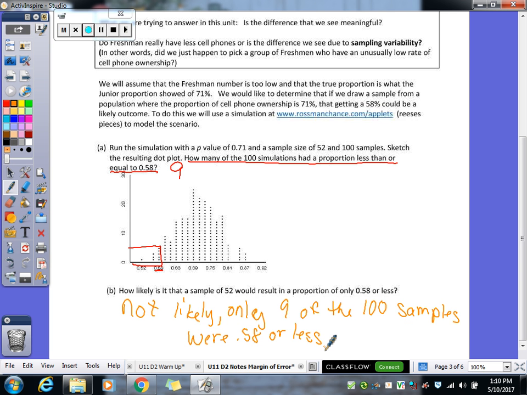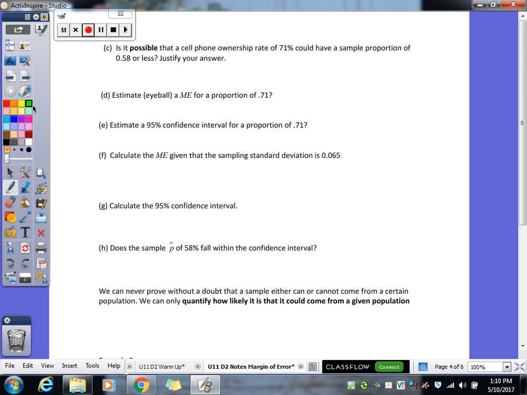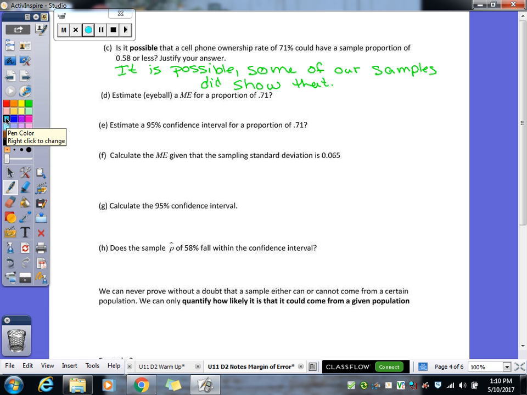However, if we look at our next question, which falls on our next page: is it possible that a cell phone ownership rate of 71% could have a sample proportion of 0.58 or less? It's possible because it did actually happen in our sampling distribution. You did have a few dots there. Some of our samples did show that. So it's possible, but as we just said, it's not very likely that it's going to happen, but it could.